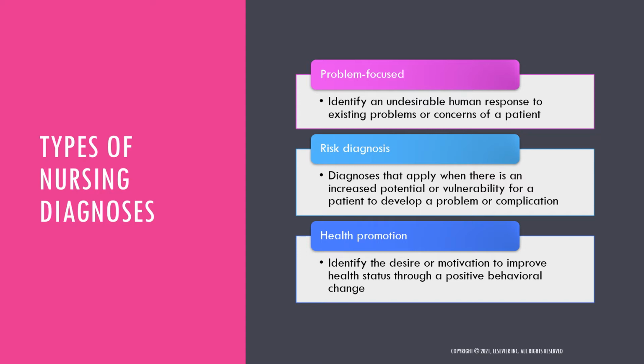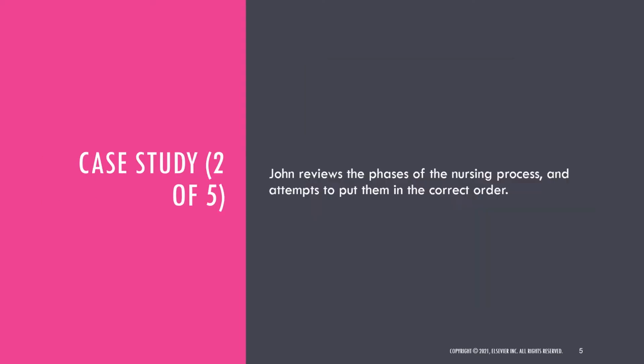Risk diagnosis. Diagnoses that apply when there is an increased potential or vulnerability for a patient to develop a problem or complication. Health promotion. Identify the desire or motivation to improve health status through a positive behavioral change. John is reviewing the phases of the nursing process and attempts to put them in the correct order. What is the correct order of the nursing process?